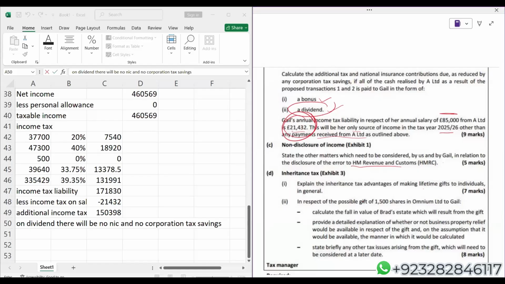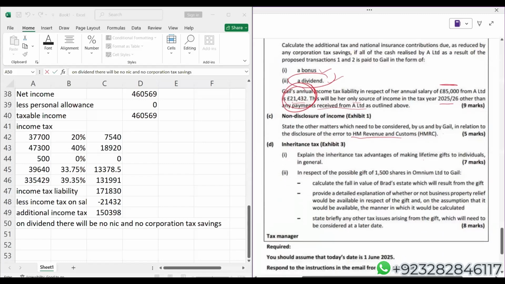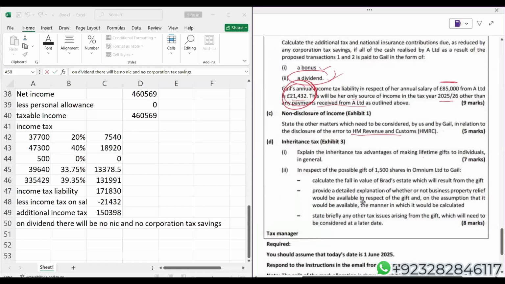Okay, now point 2. In respect of possible gift of 1500 shares in Omnium Limited to Gail, calculate the fall in value of the estate which will result from the gift.